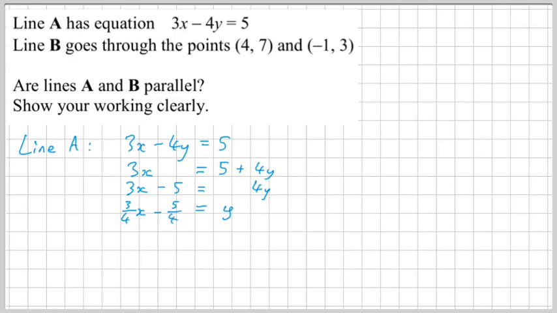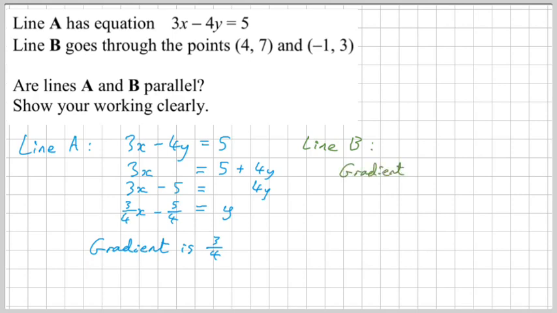Just divide both of the separate terms by 4. It's perfectly acceptable and better in this case because we can see the gradient very clearly is just 3/4. Okay, line A is done. Line B. Look how clear it is for the examiner to see what you've done.